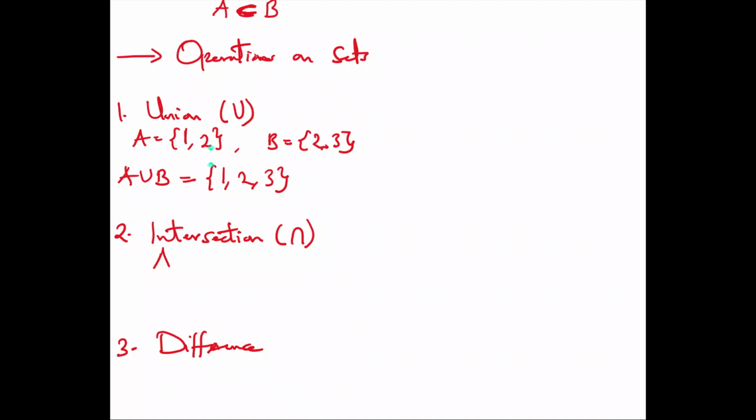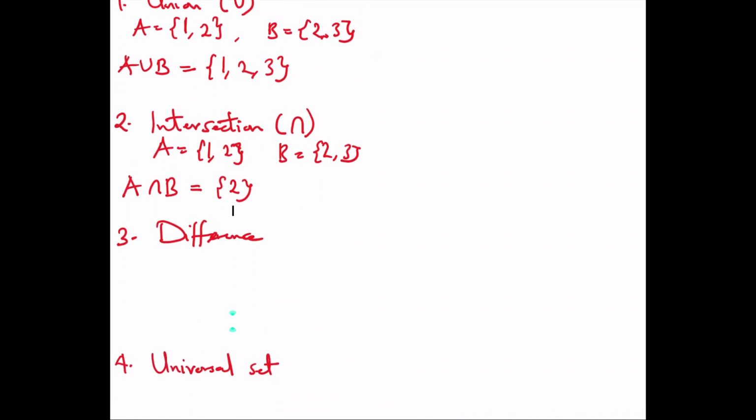Just like we have A equals 1 and 2, and B equals 2 and 3. We have to look for the elements that we can find in both sets. So if we do A intersection B, the only element we can find in both sets is 2. So that's the answer for that. That's intersection. And then another one is difference.